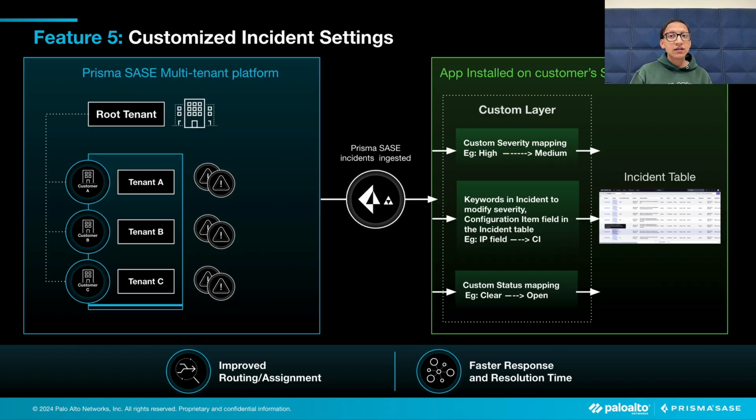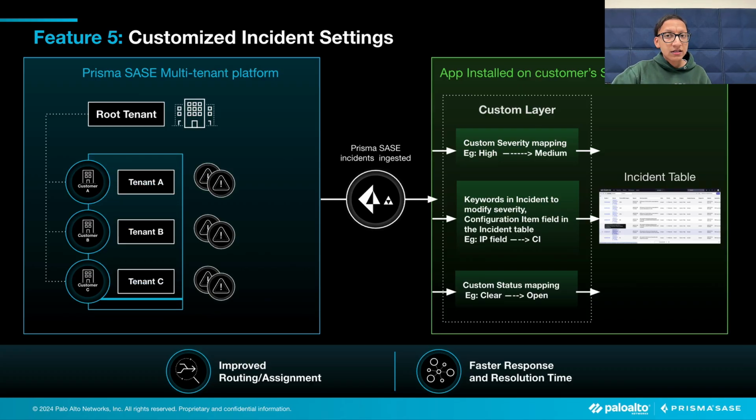For instance, you can tell the app to take the IP field from the alert and use that to populate the CI field in the ServiceNow ticket. You can also modify and create custom status mappings. Maybe your workflow requires a ticket to be open, even if the SASE status is clear. You can make that mapping happen through the app itself very easily. And for complete granular control, the app supports transform scripts, which I mentioned before. You can write your own code to customize exactly how incidents are classified, however you want.